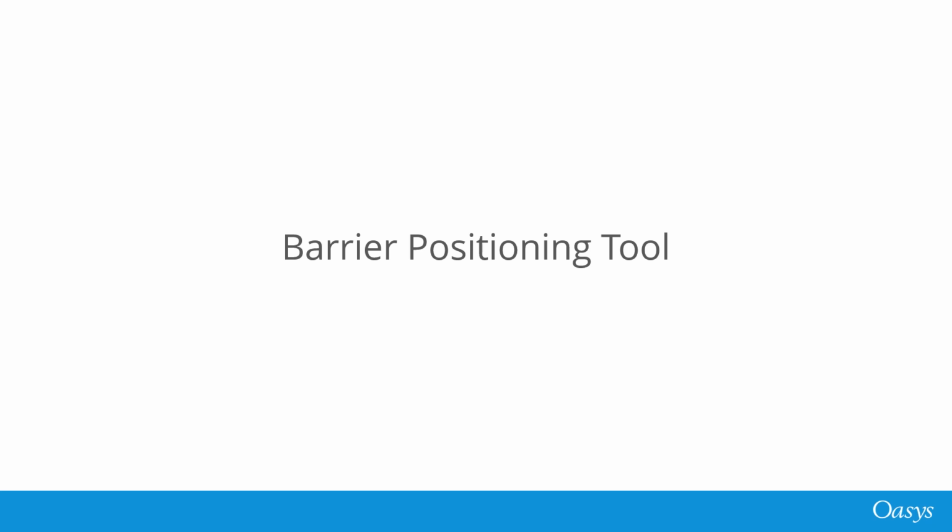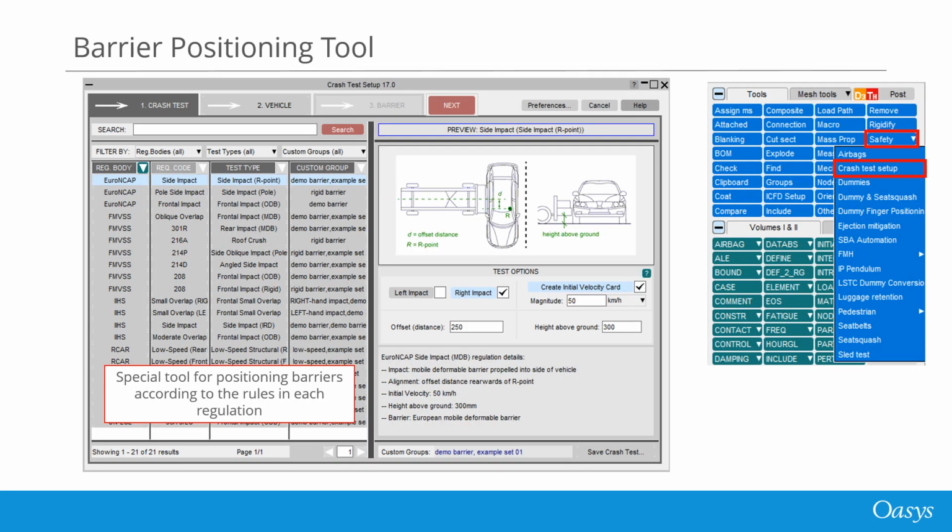Firstly, let's talk about the barrier positioning tool that's available within Primer. The barrier positioning tool, which in Primer is called Crash Test Setup, is a tool that allows you to position barriers according to the rules in various regulations. And it provides a consistent way of positioning your barriers to eliminate human error. Many load cases are included with the standard installation of the Oasys LS-DYNA environment, but any number of other load cases or variations on load cases can be added as well. So for example, you may have some internal company tests only used by you that you would like to add into this list.